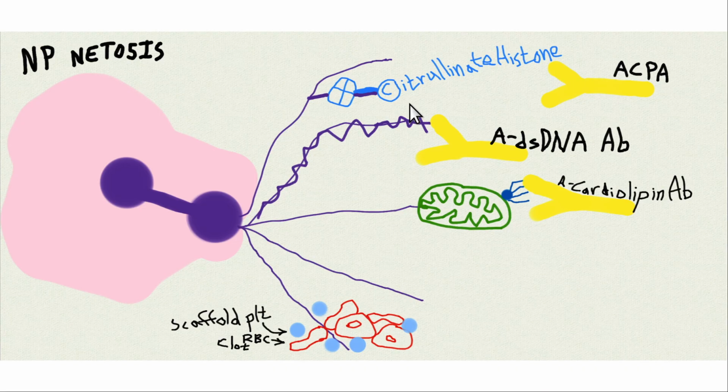Okay, so anyways, when you make it into a citrulline, you'll also have a tendency to form antibodies to it. And these are called anti-citrulline protein antibodies, and that's characteristic of rheumatoid arthritis. You'll have double-stranded DNA coming out of this neutrophil when it undergoes NETosis, and you can form antibodies to that, anti-double-stranded DNA antibody, and that's characteristic of lupus.